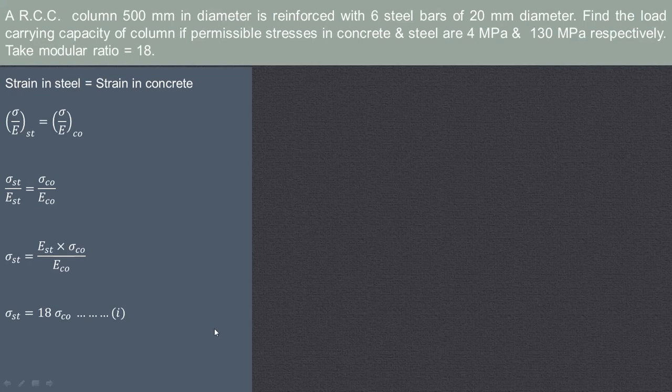Now using these values, we have to solve the example. So we can say that strain in steel is equal to strain in concrete, or deformation in steel is equal to deformation in concrete. So strain is nothing but stress upon modulus of elasticity. Here also sigma upon E of steel is equal to sigma upon E of concrete. So sigma st upon Est will be equal to sigma co upon Eco, cross multiply by this Est, so that we are able to express this sigma st in terms of sigma co. Now Est upon Eco, this is the modular ratio, and this modular ratio is given as 18. So we can say that sigma st will be equal to 18 times sigma co.